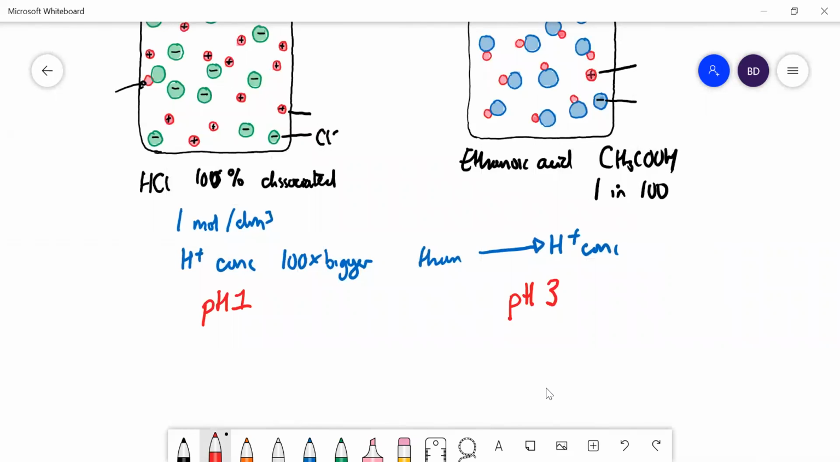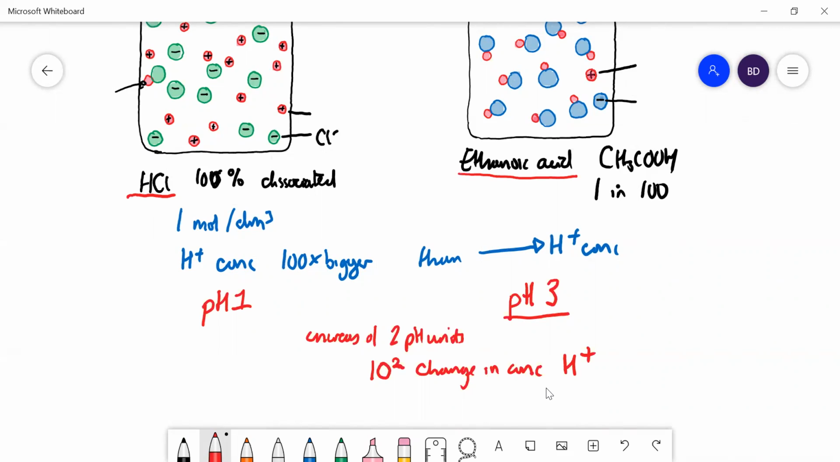Okay, now because if you've got an increase of 2 pH units, which doesn't seem much, but it actually refers to a 10 to the power of 2 change in concentration of hydrogen ions. So pH 3 only sounds a bit weaker than pH 1, but it's not. It's 100 times weaker. Okay, so it's going to be less good at doing the things that acids do than hydrochloric acid. Of course, you could tell by adding universal indicator. If you put it in hydrochloric acid, it would go red, showing it's pH 1. If you put it in ethanoic acid, it would be more of an orange color, showing that it's about pH 3. So yeah, it's 100 times weaker.